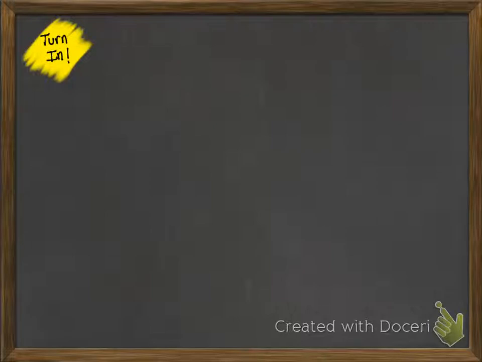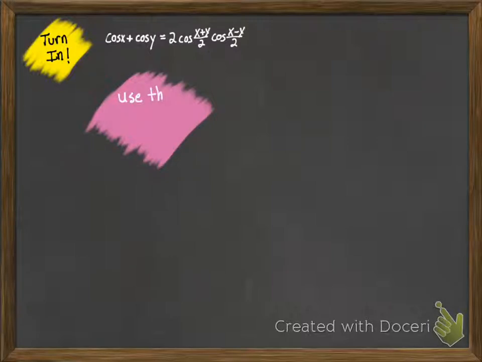And now it's your turn. For you, try this problem. Show that cosine x plus cosine y is equal to 2 cosine x plus y over 2 cosine x minus y over 2. And just a little bit of help, you want to use the product to sum identity that matches. All right, we want to use the product to sum identity that matches our problem. Okay, hopefully this helps you as you tackle this.